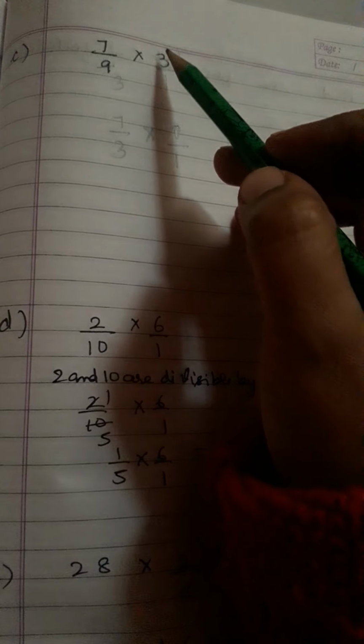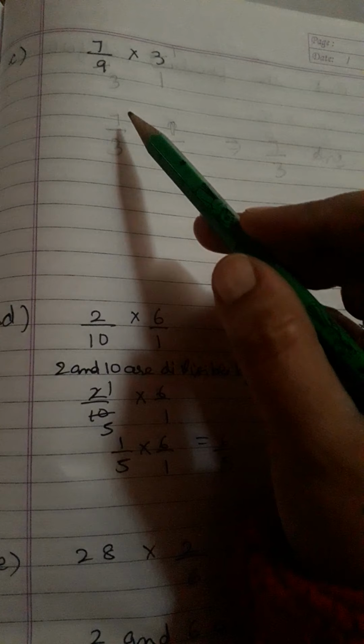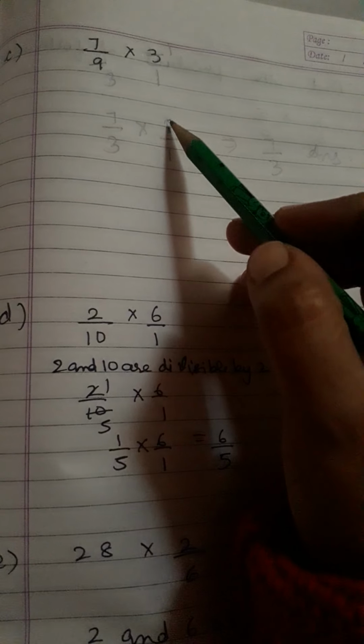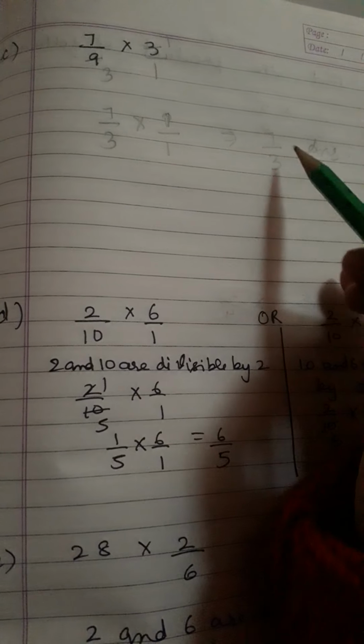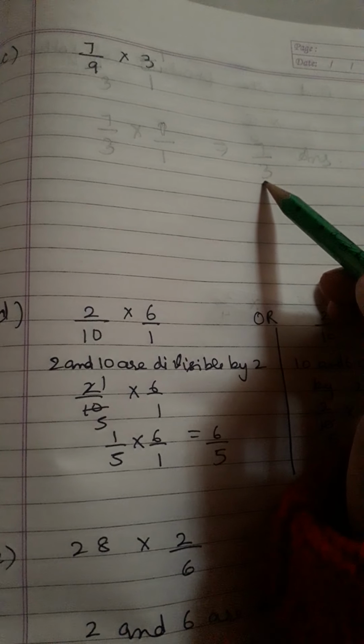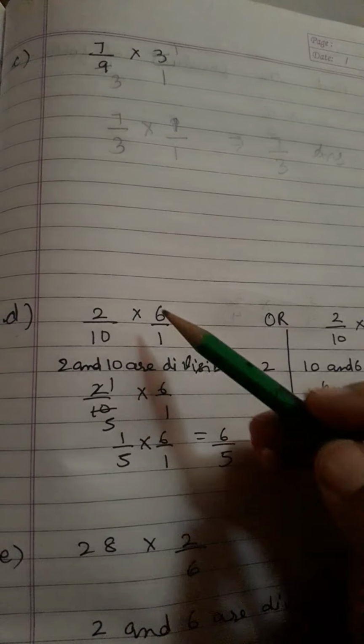Similarly, we will solve the C part. It is 7 by 9 multiplied by 3 by 1. Now 3 and 9 are divisible by 3. 3 ones are 3, 3 threes are 9. So we are left with 7 upon 3 multiplied by 1 upon 1. So 7 ones are 7, 3 ones are 3. So 7 by 3.